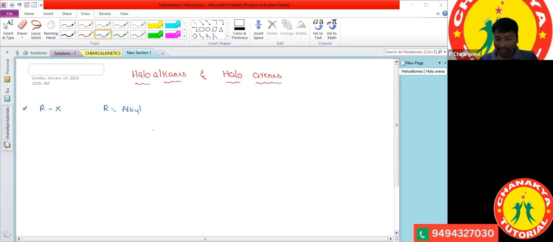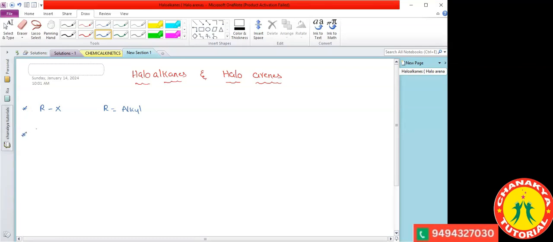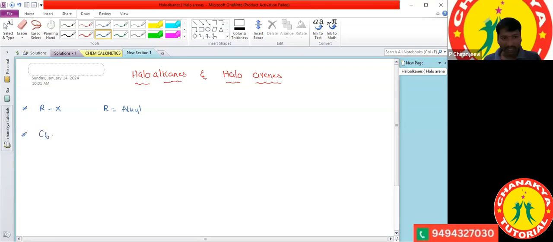What is the best example for the aromatic compound? Benzene. What is the molecular formula of benzene? C6H6. Very good, Aditi. So for aromatic compounds, the best example is benzene. The molecular formula of benzene is C6H6, and the structure is this one.